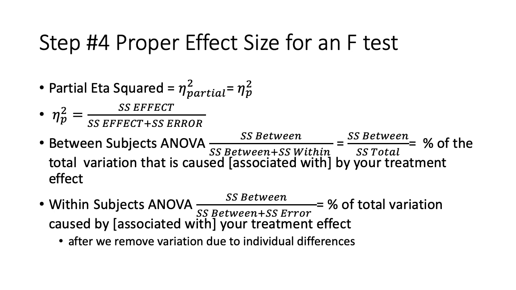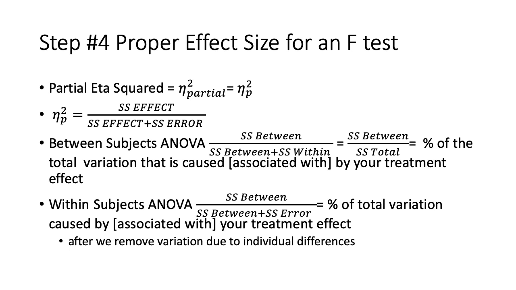So your partial eta squared, in the case of a true experiment, tells you the percentage of the variation in your DV that is caused by your treatment. Now, if you don't have a true experiment, you have a quasi-experiment, you would still know it's the percentage of total variation in your DV that is associated with your independent variable or your manipulation.